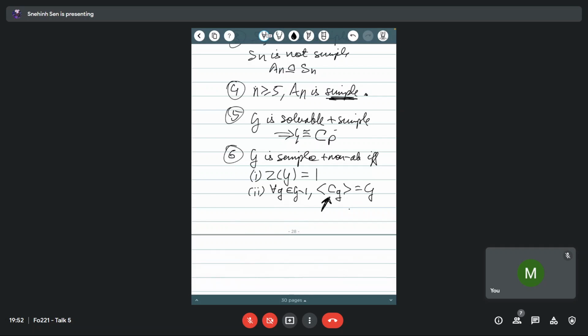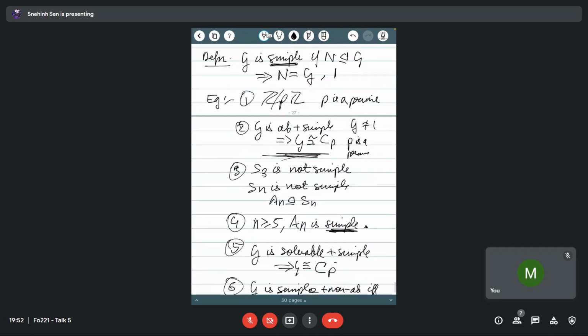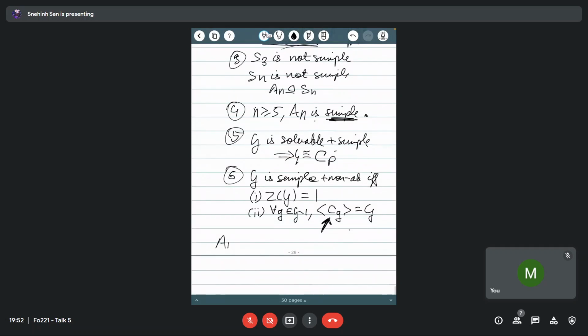Yeah. Perfect. So if you believe me over here, then immediately this would give you that A5 is not simple. And in fact, An for n greater than or equal to 5 is not solvable.